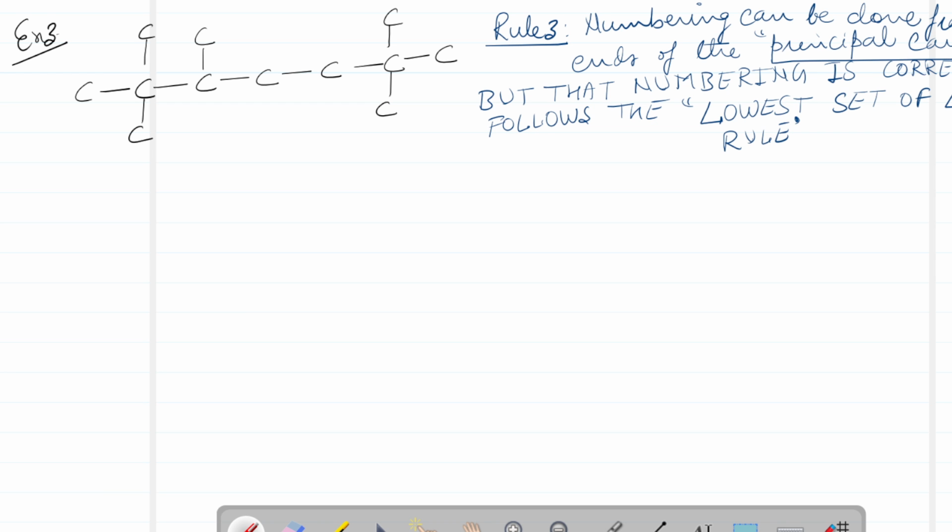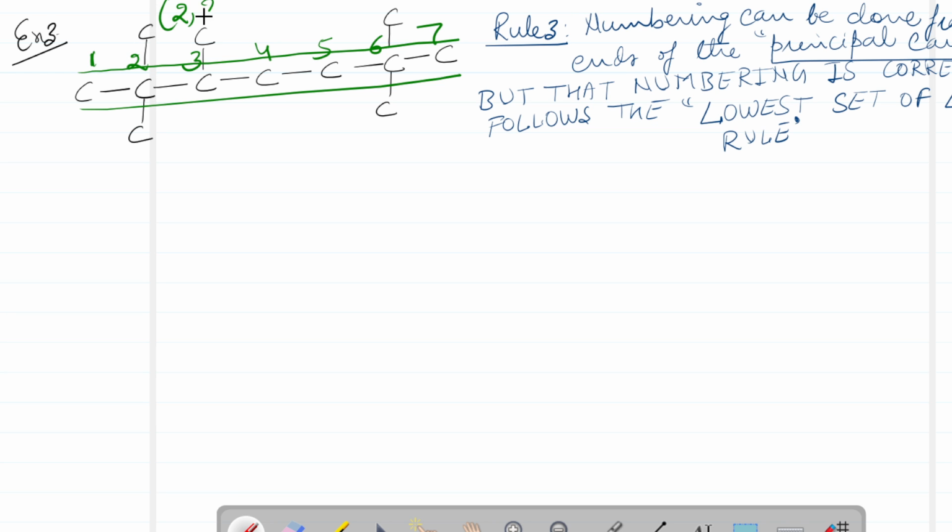Now, here rule 3: numbering can be done from both ends of the principal carbon chain, but that numbering is correct which follows the lowest set of locant rule. Now, here if I select this as a principal carbon chain, and if I do numbering like that, clear. So, here the substituents would be at second position, 2 substituents at second position. So my set of locants would be 2, 2.